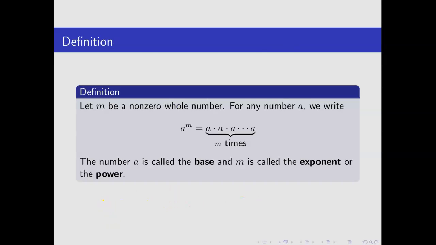All right, now we are moving on to talking about exponents. And first we have our definition that a to the m is equal to a times itself as many times as we need, m times. So the number a is called the base, and m is the exponent or the power. For example, if we have 4 to the 3rd power, 4 is our base, 3 is our exponent, and that is equal to 4 times 4 times 4.